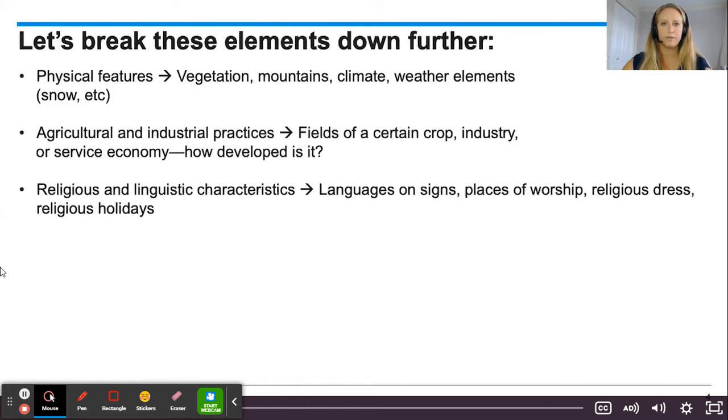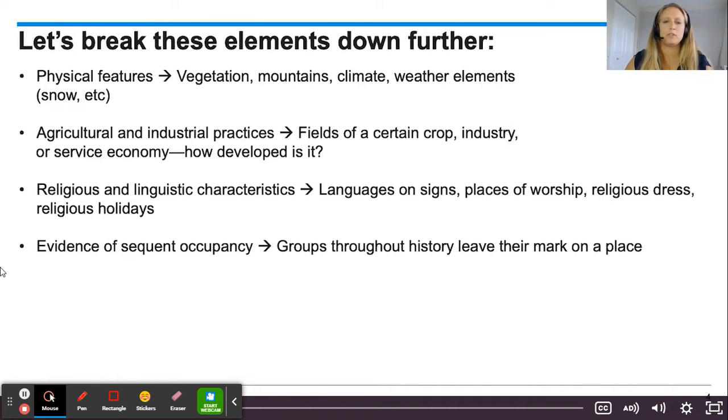You also have the cultural things on the landscape, such as religious and linguistic things. If you were in real life, you might hear a person speaking a certain language. In a picture, you might see a language on a sign. And you're also going to see a lot of religious elements, such as something someone's wearing, or a religious symbol, or a place of worship.